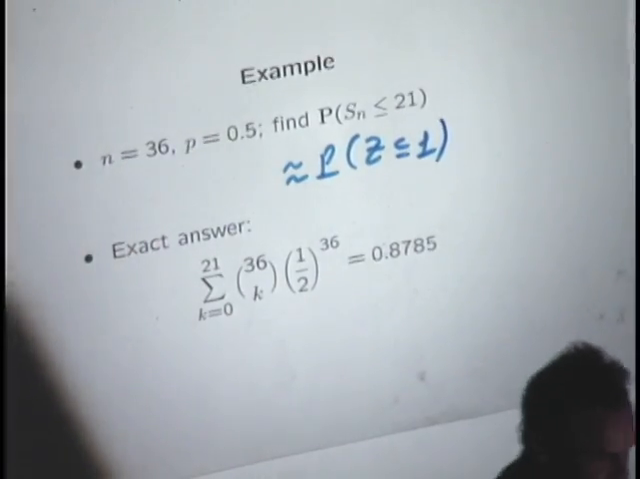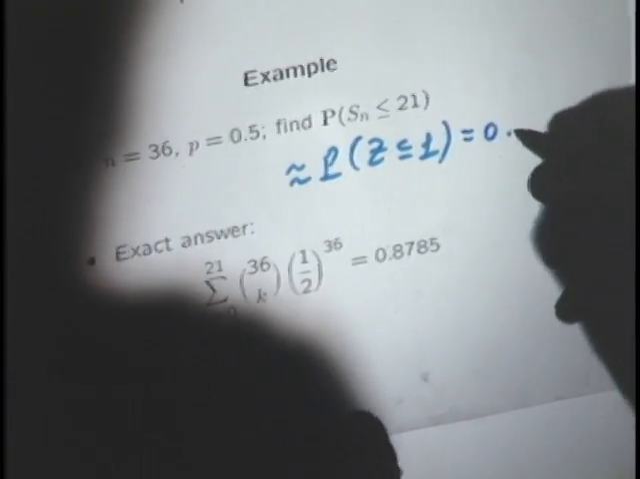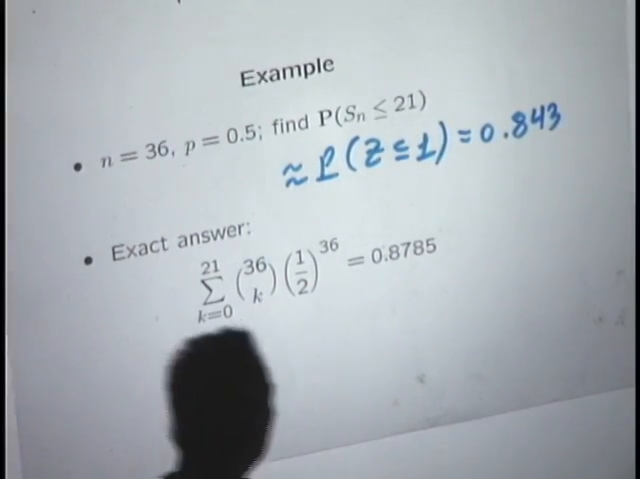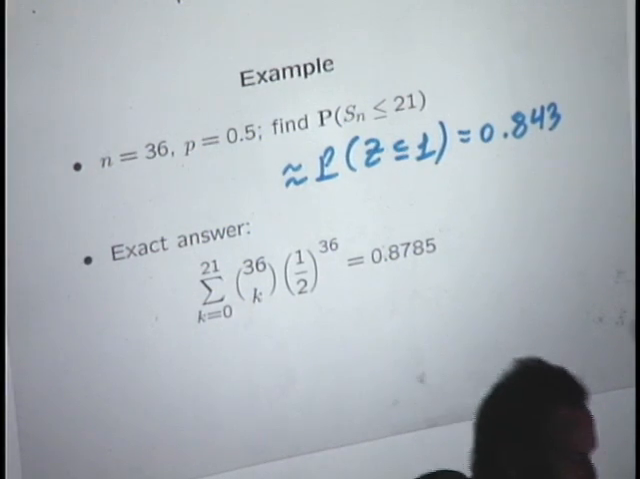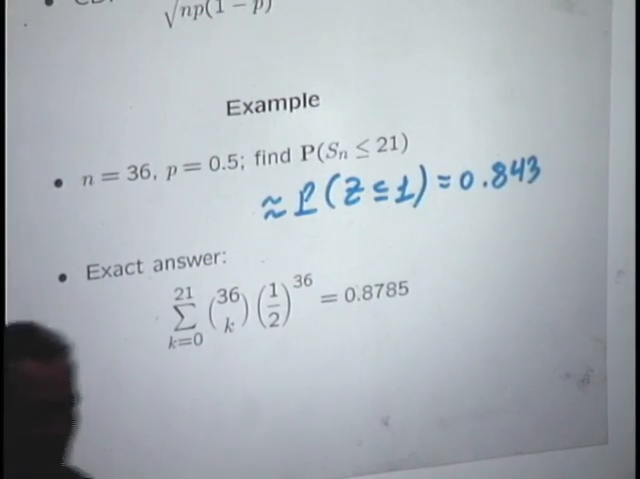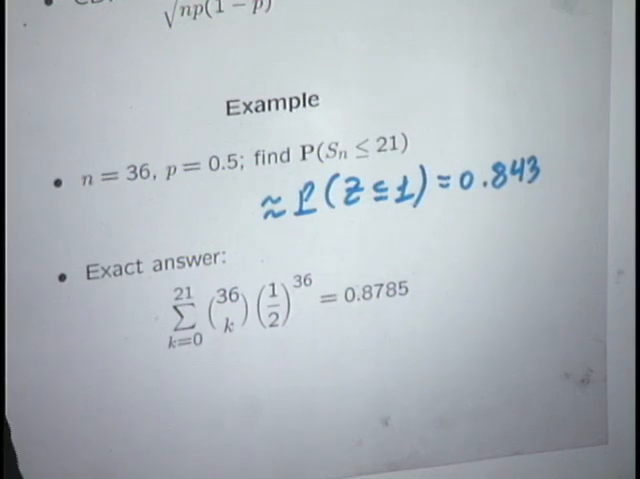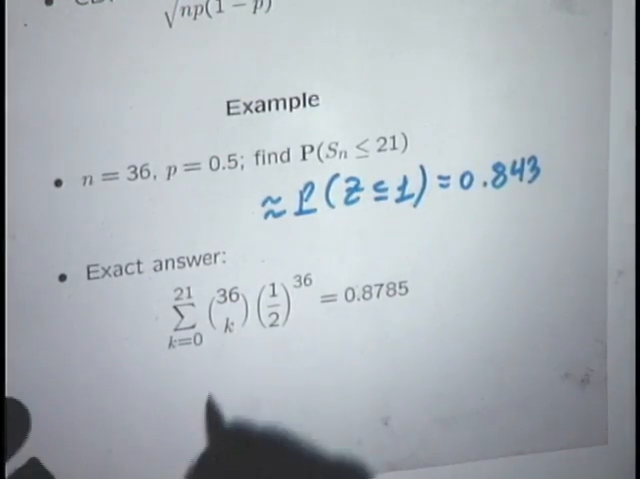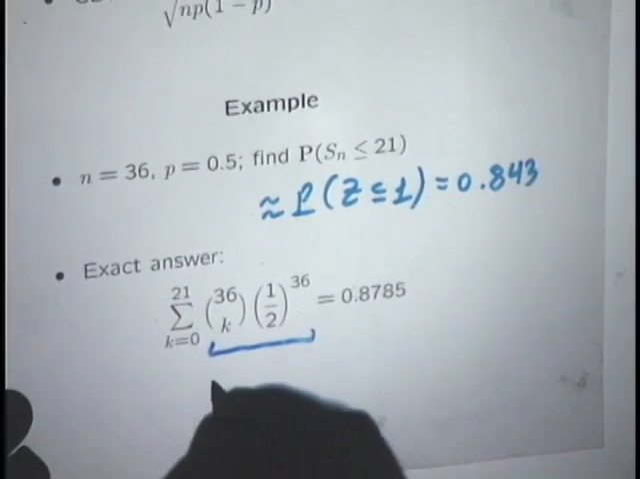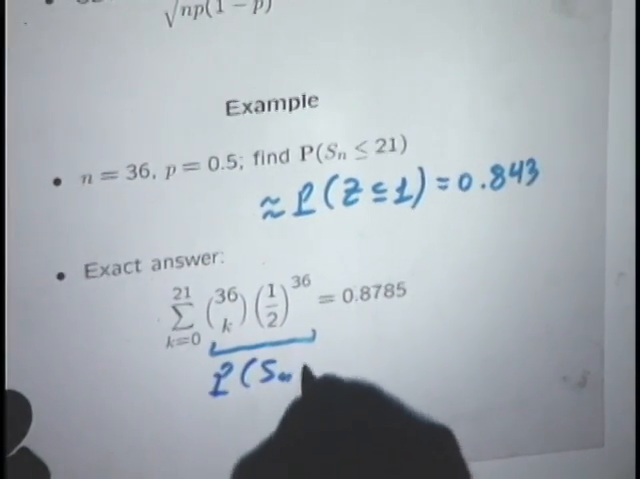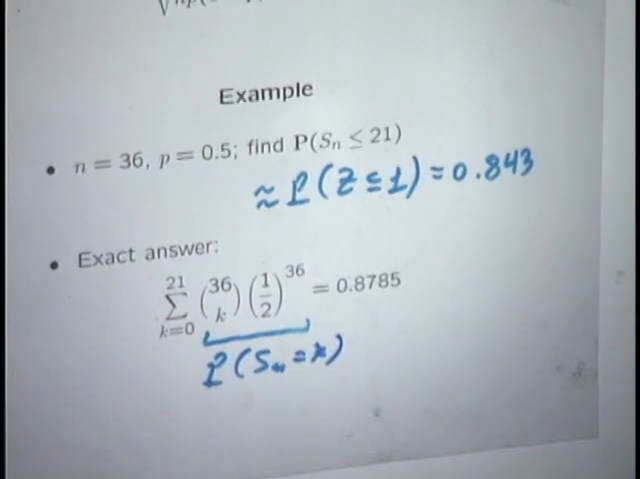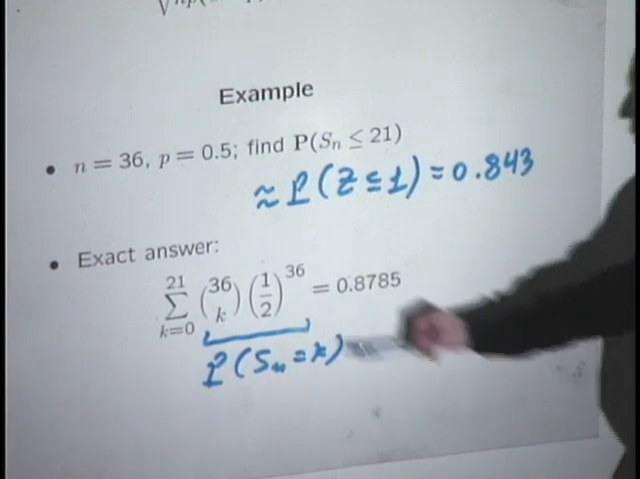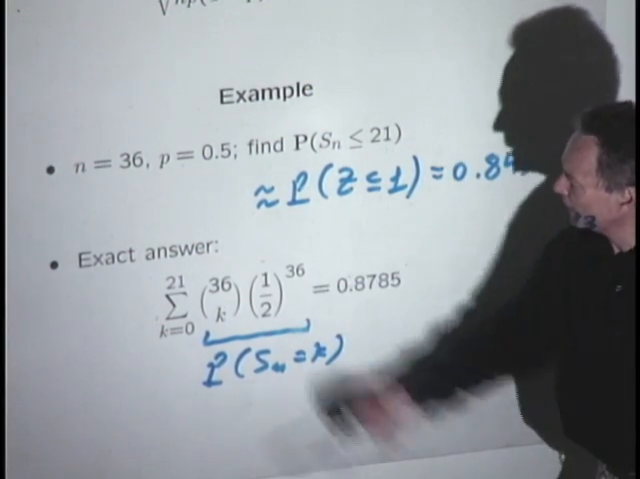And once more, you can look this up in the normal tables, and you find that the answer you get is 0.43. Now, it's interesting to compare this answer that we got through the central limit theorem with the exact answer. The exact answer involves the exact binomial distribution. The probability that Sn is equal to k is given by this formula, and we add over all values of k going from 0 up to 21.